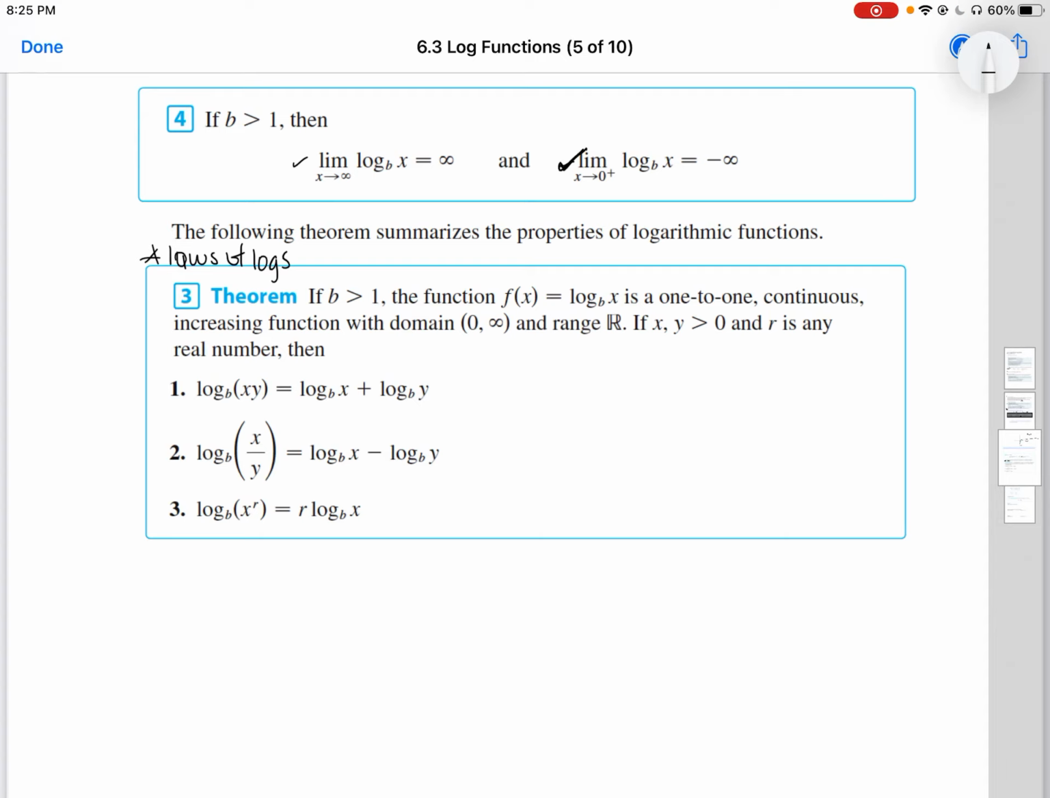Our laws of logs say that if you have the same log base and they're being multiplied, I can expand it, so now they're adding with the same log base. If they're dividing, I can subtract the top minus the bottom with the same log base, and I can move an exponent to be a leading coefficient. Very helpful in the next section. So if you forget, just have a simple post-it with these laws written down. You will see very soon how helpful they are.